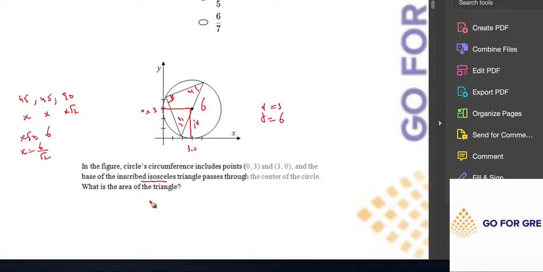Now what is the area of the triangle? 1 over 2 base multiplied by height. Base and height are equal because of the isosceles triangle. So 1 over 2 times 6 over under root 2 times 6 over under root 2, it is 18 over 2, which is equal to 9. So the answer is 9.